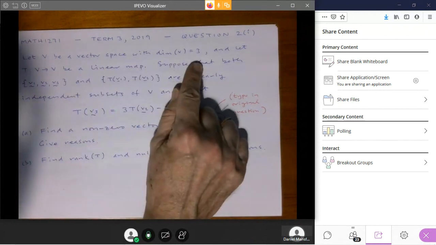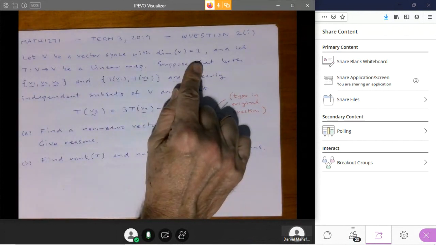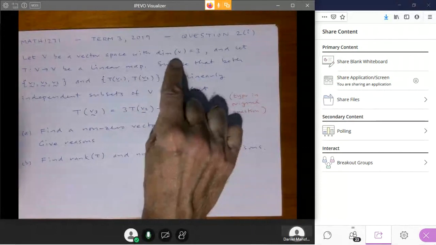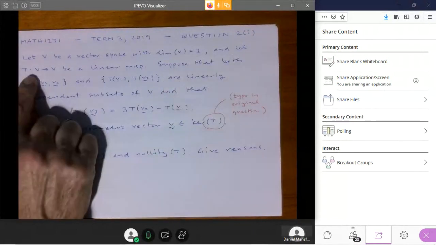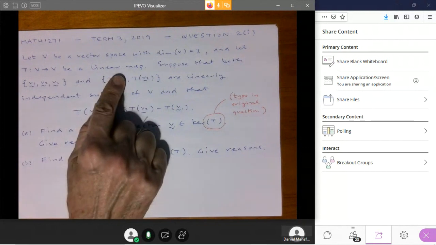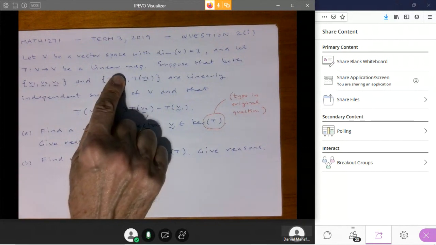The dimension is 3, and as soon as you see that, even if you know it really well, just quickly think mentally, what does that mean? It means there's a basis for V which has 3 vectors in it. Let T from V to V be a linear map. Okay, and I hope you recall what's meant by a linear map.